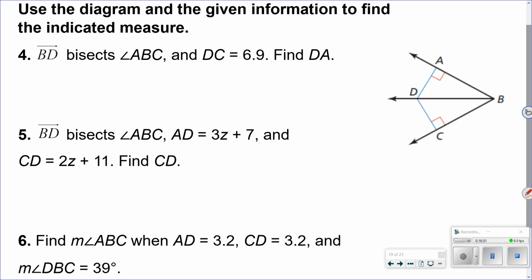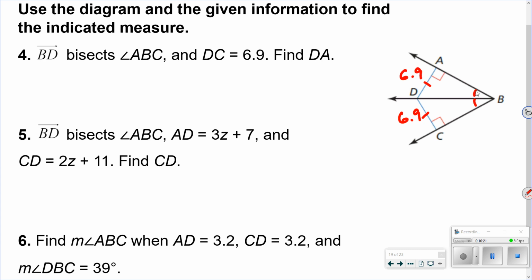All right, so 4 says BD bisects ABC. That means we know this is an angle bisector. DC is equal to 6.9, so 6.9 over here. Find DA. Well, if it's an angle bisector, that distance and that distance have to be the same. So that's also 6.9.